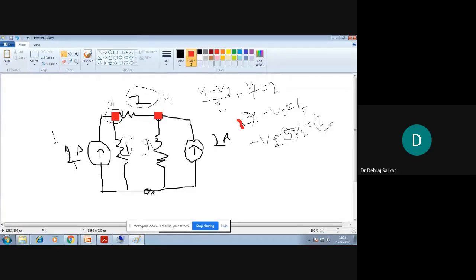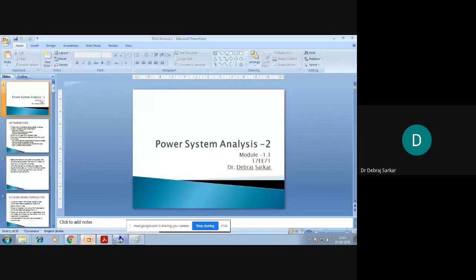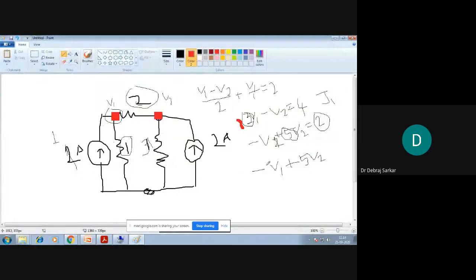This is the Ji, and this is minus V1 plus 5 V2. These are the sum of the admittance and the voltage. So this is actually minus 1 into V1 and 5 into V2.